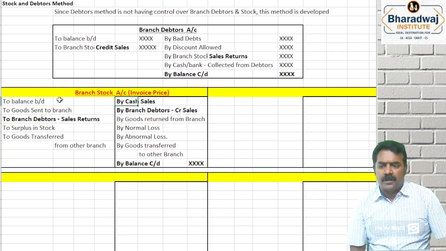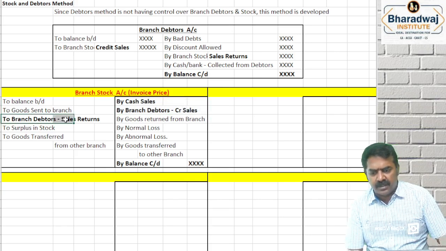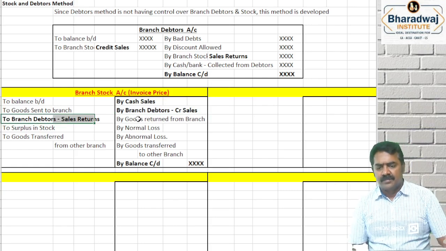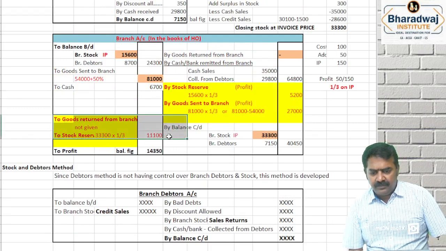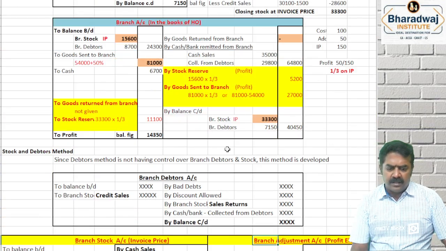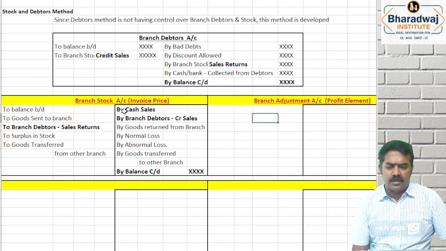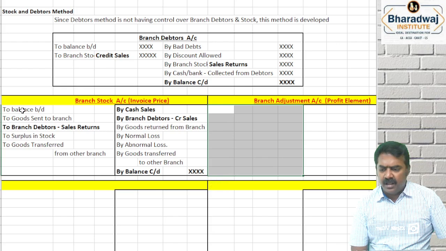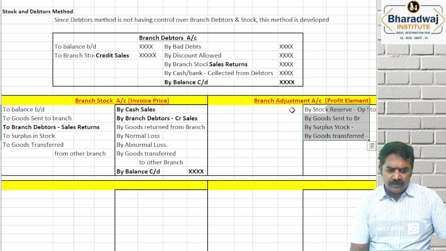So while removing the profit, don't remove profit on these three items: cash sales, credit sales and returns. All the other things, how to remove profit? Just as we removed it on the opposite side, the same principle you adopt. We prepare a branch adjustment account. On the credit side items, we'll remove the loading on the debit side. On the debit side items, we'll remove the loading on the credit side.